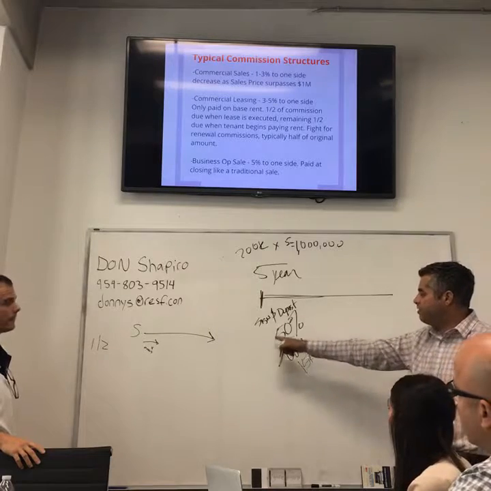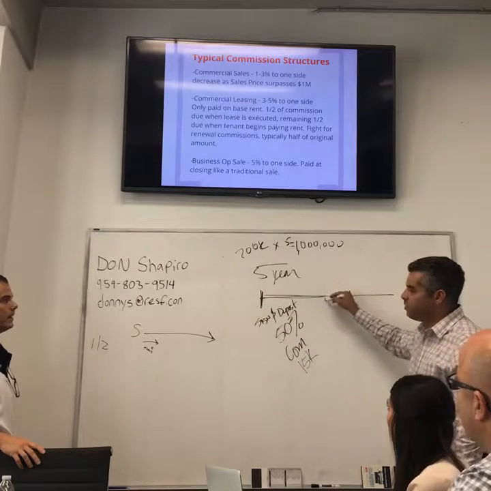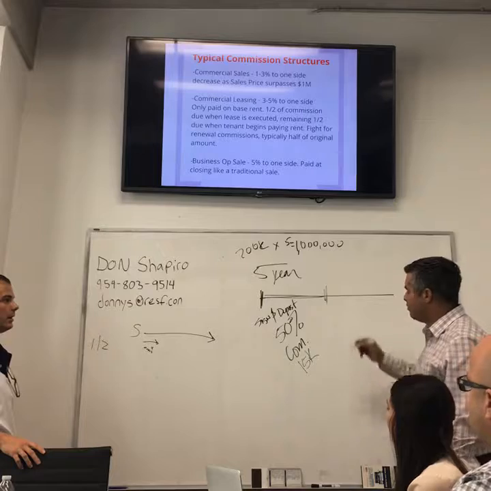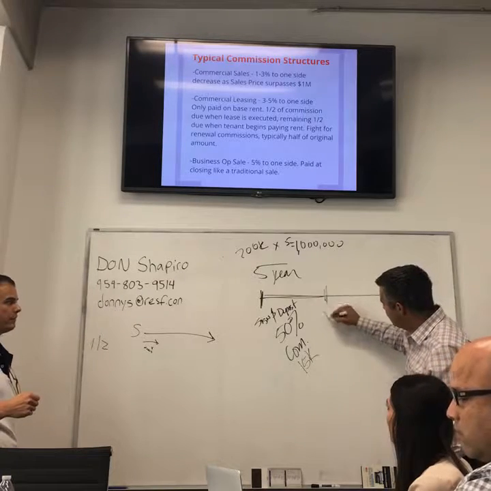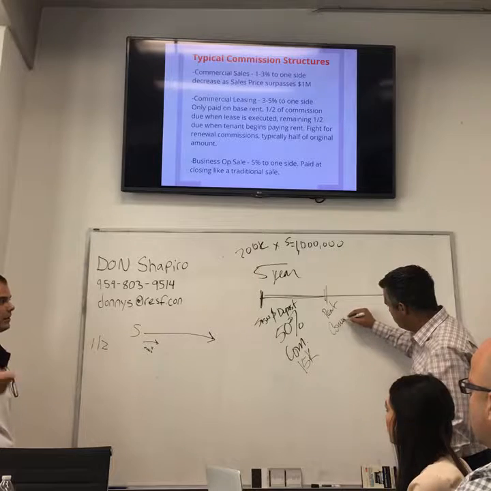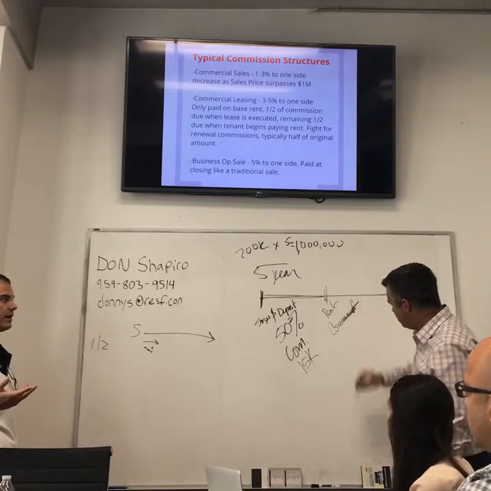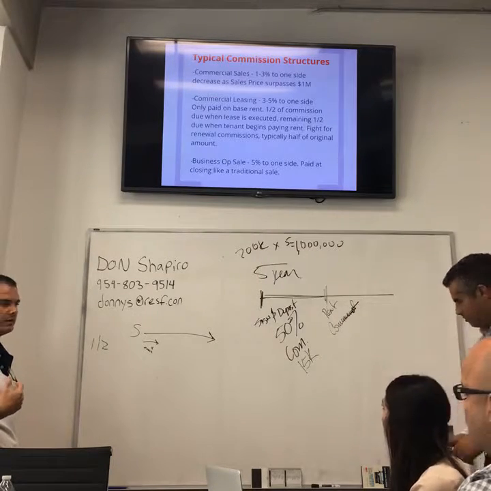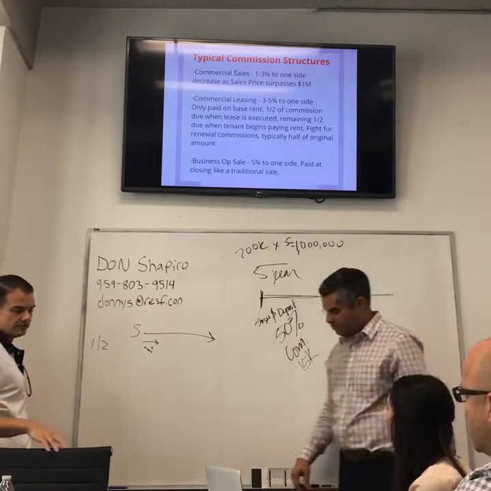Let me ask a question. 50% is paid at signing, and the other 50% is paid when? Rent commencement, when they pay the first rent. So if there's free rent, you have to wait until the free rent period is over. Once they start paying rent, that's when you get the second half. They normally pay within 30 days, and you send an invoice.